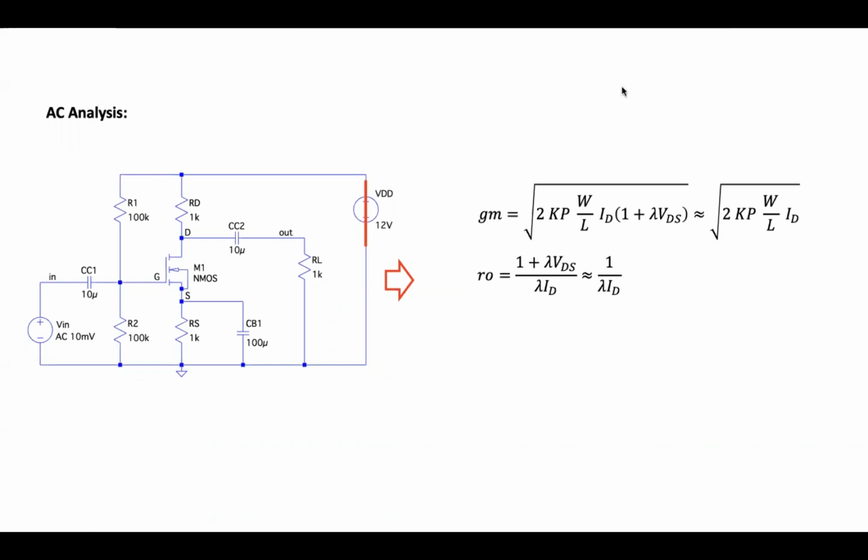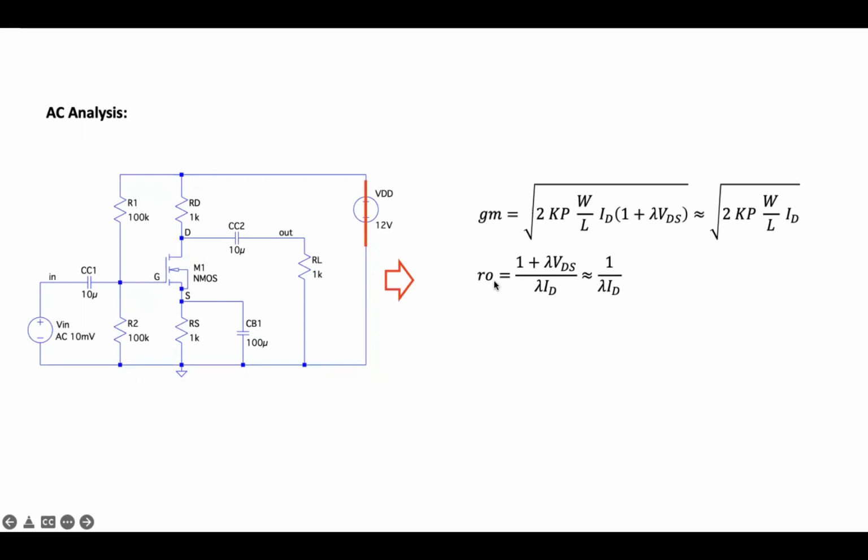So we have the transconductance parameter gm equal to the square root of 2 times parameter Kp times transistor size W over L times the operating drain current. From the DC analysis, we're able to determine the drain current. Kp and W over L are given. So we can solve for the small signal transconductance gm.